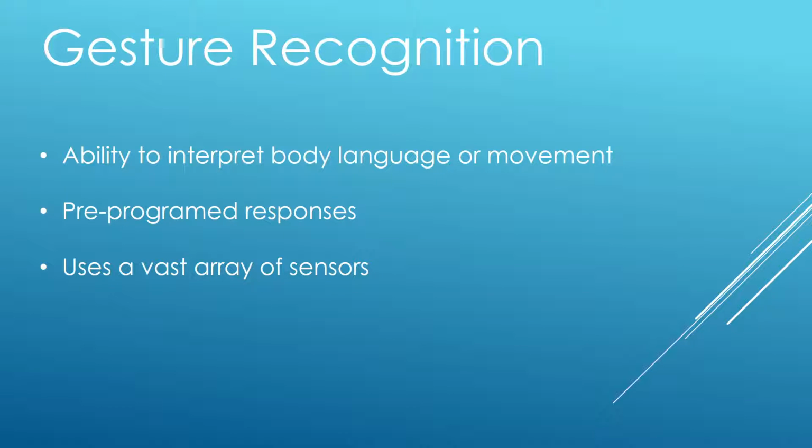The gesture recognition is the ability for a computer to take an image and other data and be able to interpret what body language is presented to it or a certain movement. And depending on what's presented to it, it can carry out a pre-programmed response or action that the user wanted the robot to do. And in order for it to do this, it has to use many different sensors, which includes the time-of-flight camera, infrared sensors, or simple motion detection can also work.